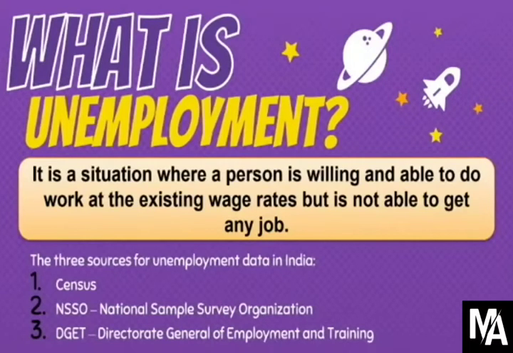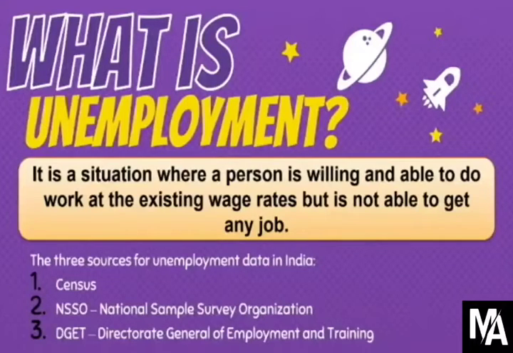Unemployment can be defined as a situation where a person is willing and able to do work at the existing wage rates but is not able to get any job. Which means there is willingness and there is ability, but even after having willingness and ability, there is no opportunity or there is no suitable wage rate where the capability can be tested. And so this kind of situation where willingness and ability is not provided an opportunity is called unemployment.